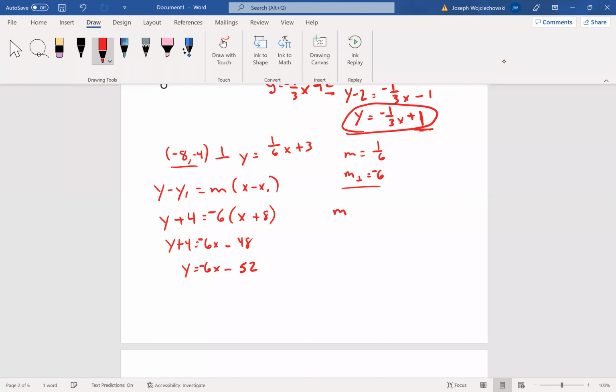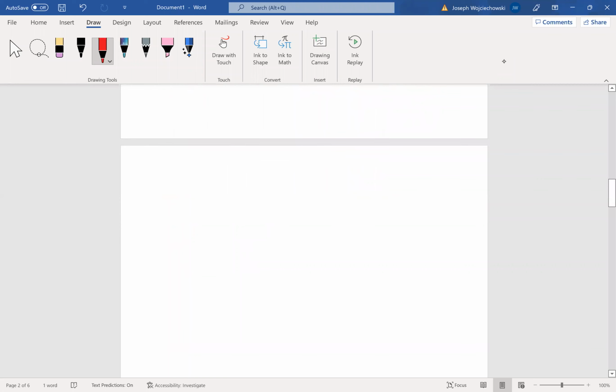Remember, m1 times m2 equals -1. So take the reciprocal and switch the sign. Okay, so now let's look at some applications of this.